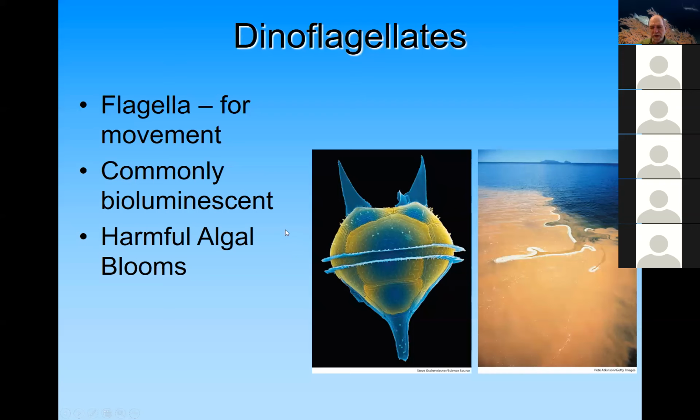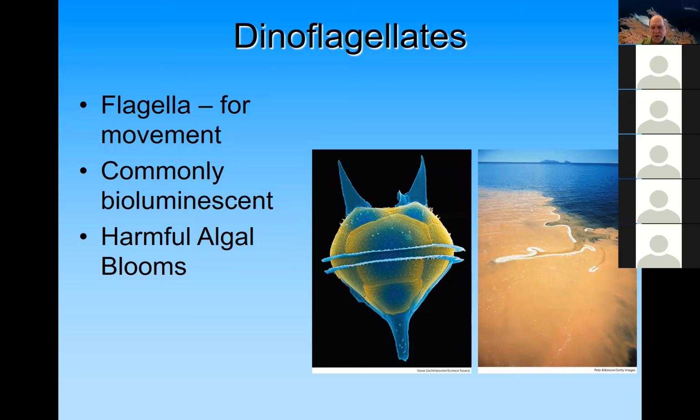And Karenia brevis seems to bloom episodically along the Florida coast. And it's not totally certain why this occurs, but it's thought that failure to process human waste and sewage products and other sources of organic pollution may contribute to the occurrence of red tide events.